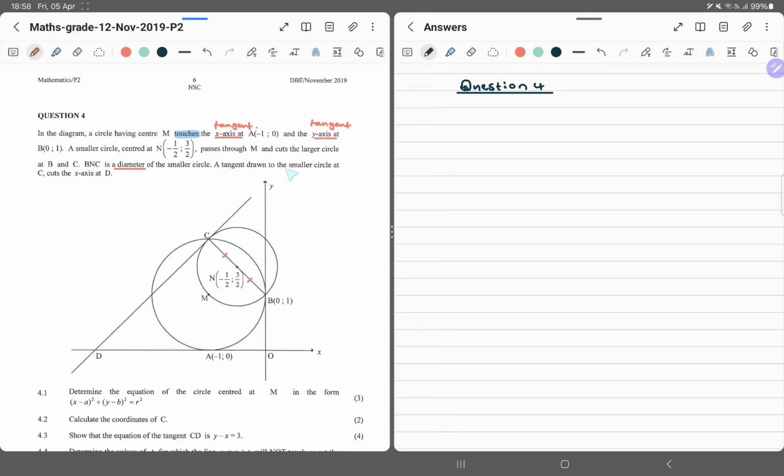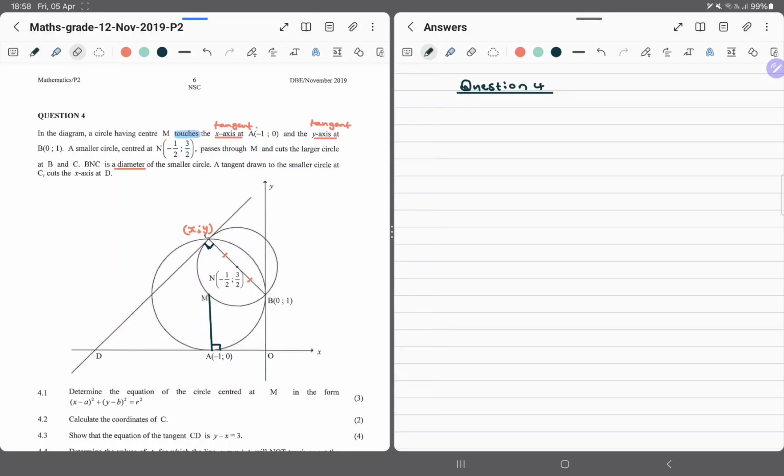Now a tangent drawn to the smaller circle at C cuts the x-axis at D. So point C is the point where x and y at the moment are not known. But if this is a tangent, we know the relationship between the tangent and the diameter is that they are perpendicular to each other at the point of tangency. What else do we know? We also know that if this M is the center, the tangent is always perpendicular to the radius at the point of tangency.